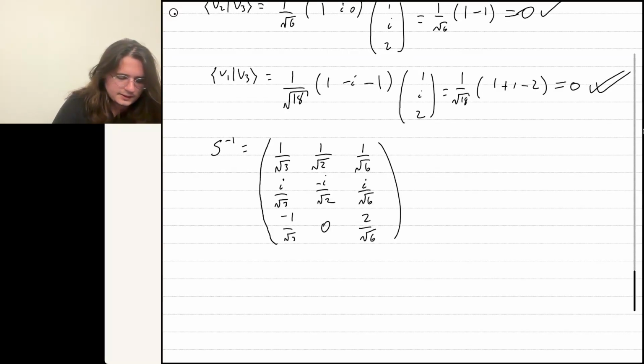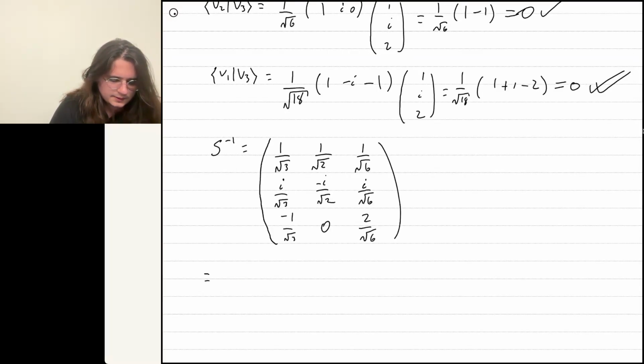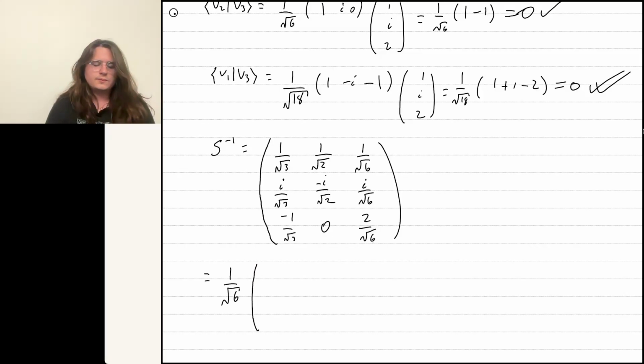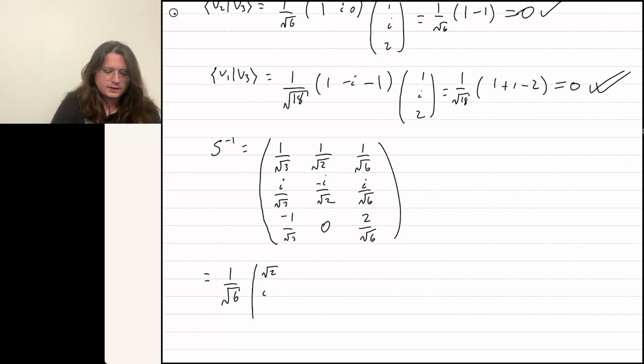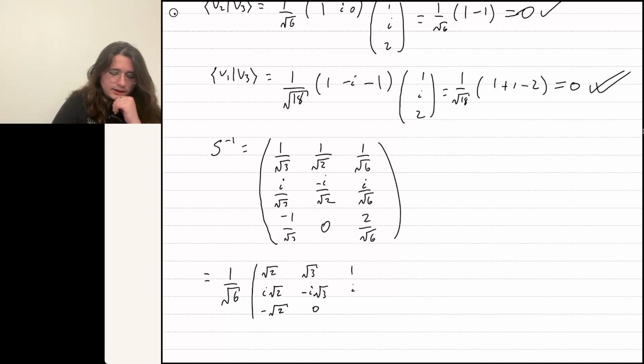We can simplify that by factoring out a 1 over root 6. So root 6 over root 3 is root 2, so that should be root 2, i root 2, minus 1 root 2, so just minus root 2. And then root 6 over root 2 makes root 3, so this is going to be root 3, minus i root 3, 0, and then 1, i, 2.